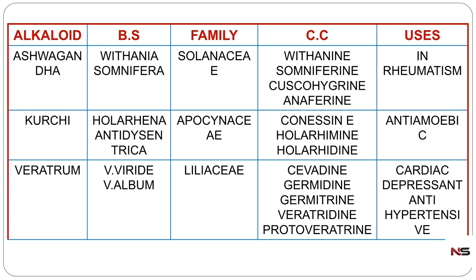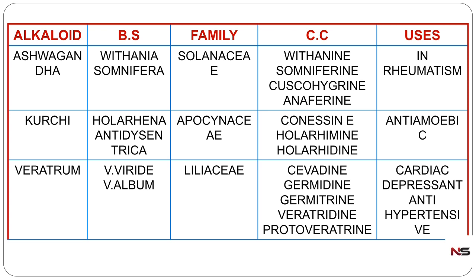They are used for the treatment of rheumatism. Ashwagandha, Withania somnifera, belongs to the family Solanaceae. The chemical constituents are withanine, somniferine, cuscohygrine, and anaferine.